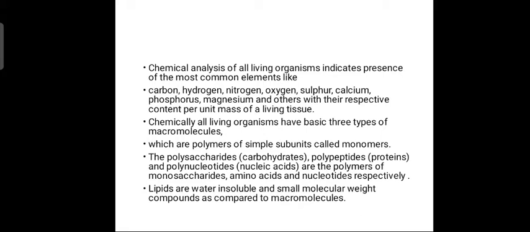The polymers are mainly of three types: polysaccharides like carbohydrates, polypeptides like proteins, and polynucleotides like nucleic acids. These are made of monosaccharides, amino acids and nucleotides respectively. Another branch, lipids, is also present. That means these biomolecules are completely made up of four: lipids, proteins, carbohydrates and nucleic acids. All this we are going to learn in this particular lesson.